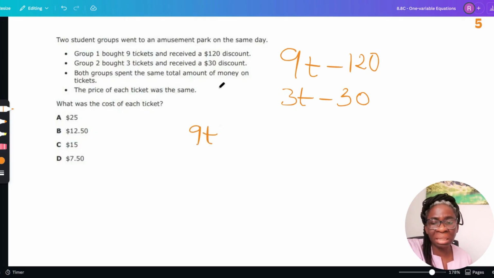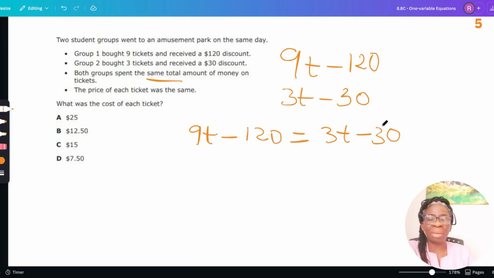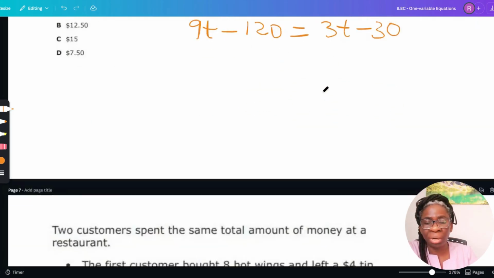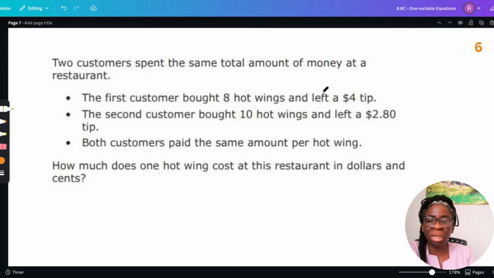So that means, since it says they are the same, 9t minus 120 will be equal to 3t minus 30. Now, I believe we can solve it further. So solve it further from here and choose the correct answer. So now let's move to the next one.